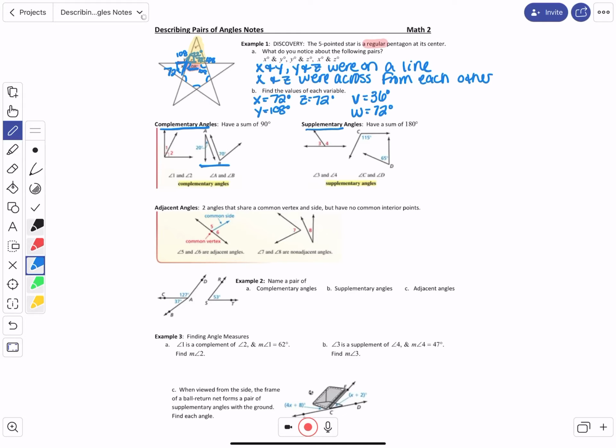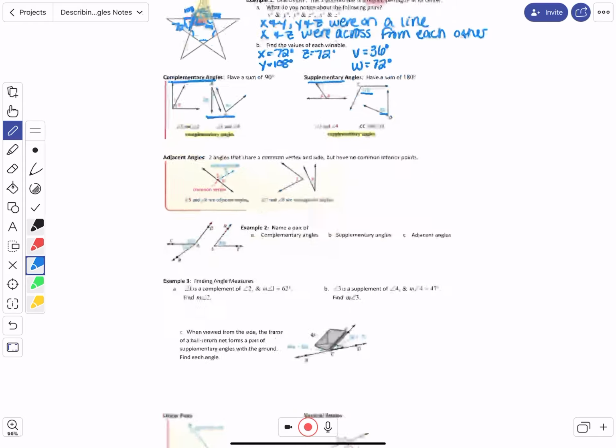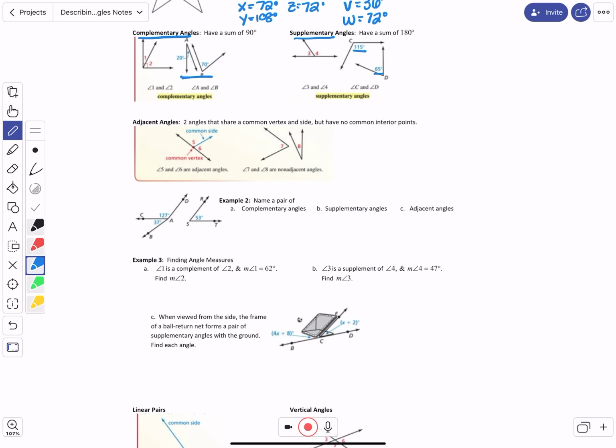Supplementary means that they have a sum of 180 degrees. So if they're on a straight line, that's obviously supplementary, or they can be separate. So 115 plus 65, even though these two angles are not connected, they're still supplementary angles because 115 plus 65 equals 180 degrees. So know that complementary means they add up to be 90. Supplementary means they add up to be 180, whether or not they're touching. Now, adjacent means that they are touching.